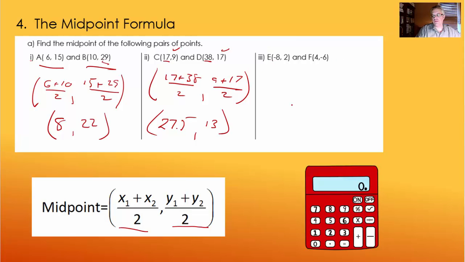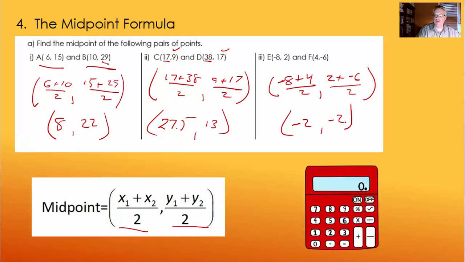All right. So negative numbers, we do the same thing. Just don't drop the negative. So on this one, we're going to add the x's and divide by 2. Negative 8 plus 4 over 2. And then 2 plus negative 6. So we add whatever we have. We have a 2 and a negative 6. So we add them and divide by 2. That's going to give me negative 4, divided by 2 is negative 2. And 2 plus negative 6 is negative 4, divided by 2 is negative 2. So the point halfway in between those two points is (-2, -2).